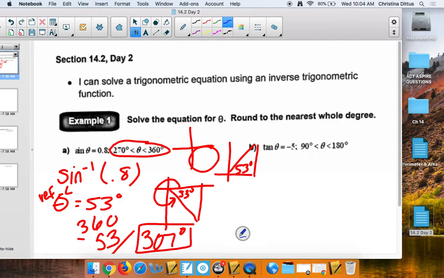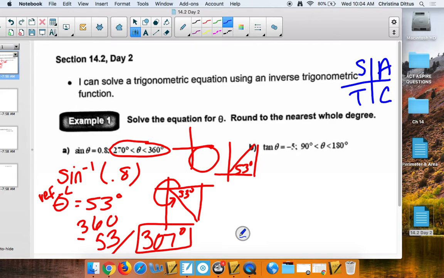I want us to draw something on our notes. It's our quadrants. What we're going to write in it is A, S, T, C. What this means is that in each quadrant, that's the thing that's positive. The only thing that's positive. So in my top one, sine, cosine, tangent are all positive. In quadrant 2, the only thing that's positive is sine. Quadrant 3, the only thing that's positive is tangent. Quadrant 4, the only thing that's positive is cosine.